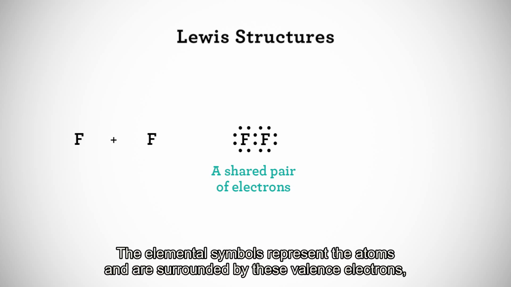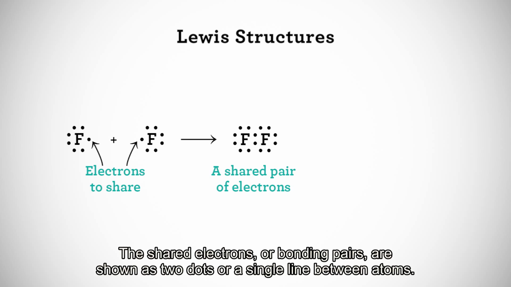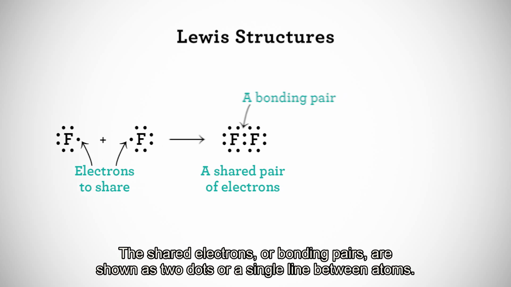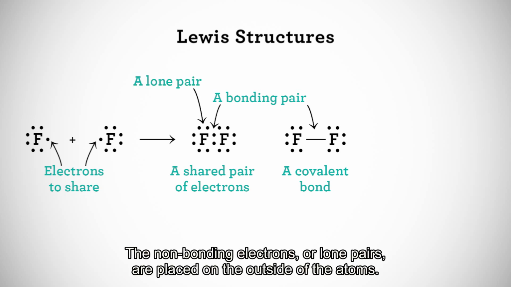The elemental symbols represent the atoms and are surrounded by these valence electrons, which are represented as dots. The shared electrons, or bonding pairs, are shown as 2 dots or a single line between atoms. The non-bonding electrons, or lone pairs, are placed on the outside of the atoms.